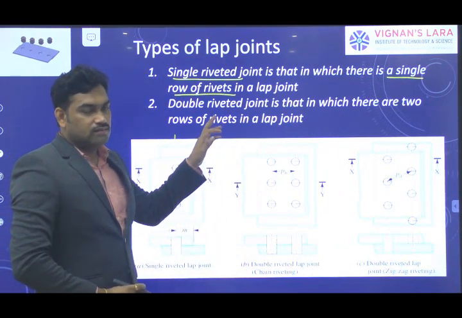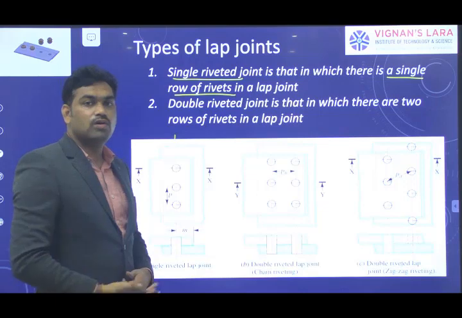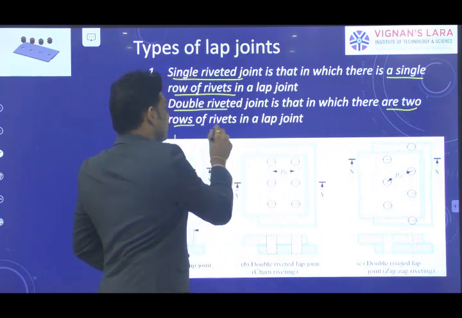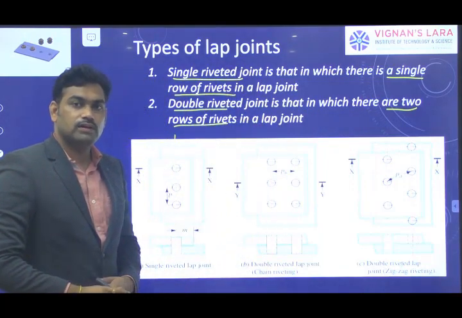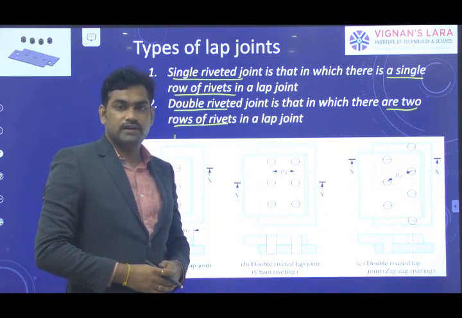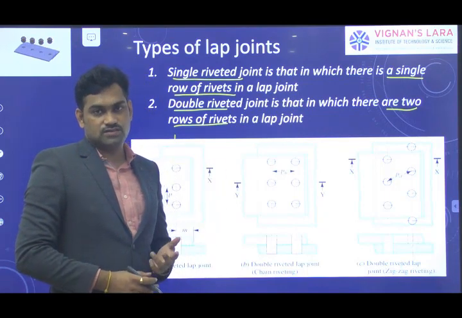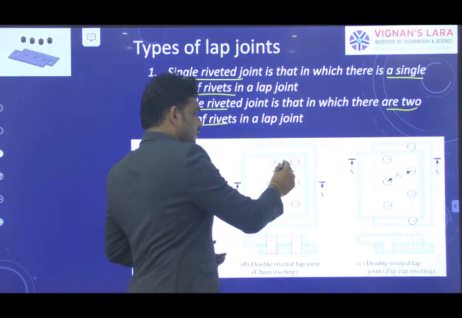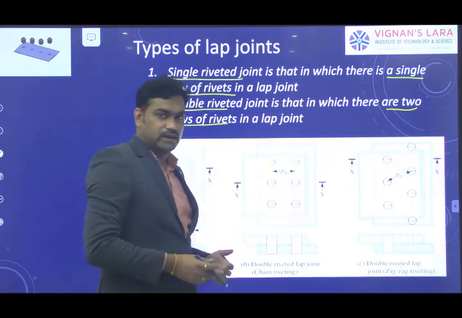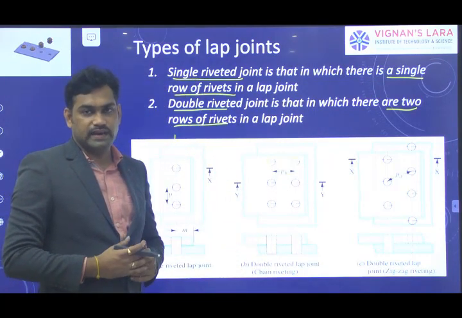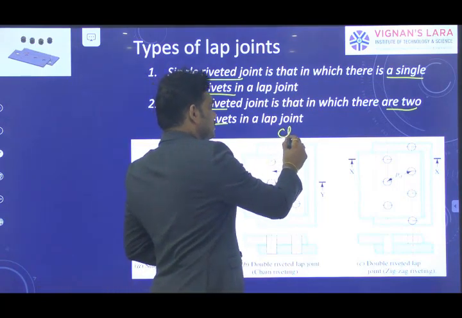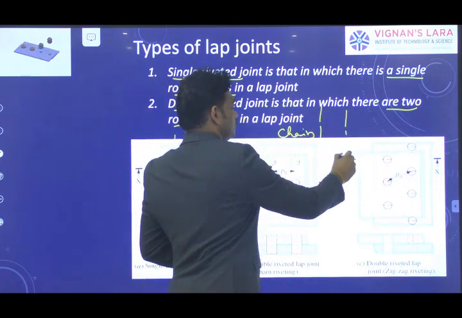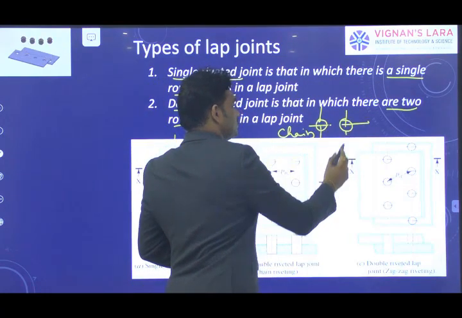And coming to the second one, the double riveted lap joint, we can add one more row of rivets. There are two rows of rivets in a lap joint. But here, in the double riveted lap joint, the rivets can be arranged in two fashions. In one, a rivet aligns with the center of another rivet, that is, they are kept side by side. That type we call chain riveting, where both rivets are placed side by side.